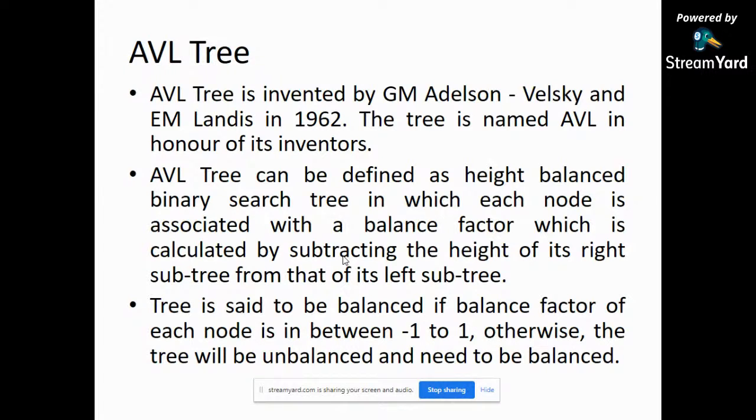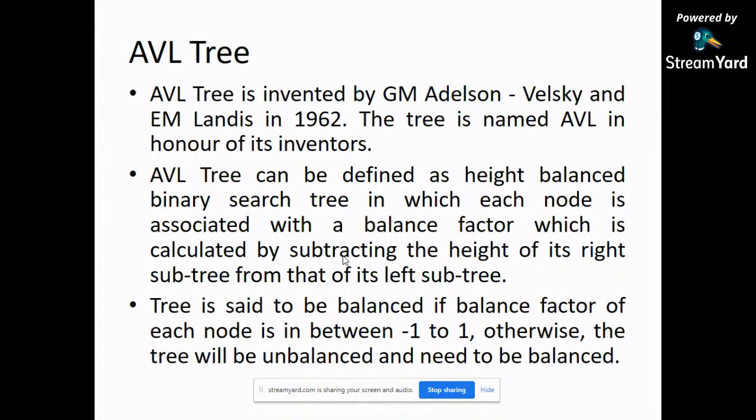Now how to balance the height? For each and every node we have to calculate the balance factor. How to calculate balance factor? Height of left subtree minus height of right subtree will give you the balance factor. Now the balance factor should be in between -1 to 1. This means we can have three values for balance factor: -1, 0 and 1.